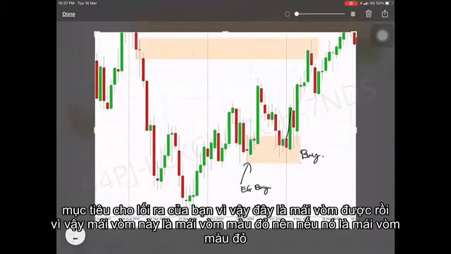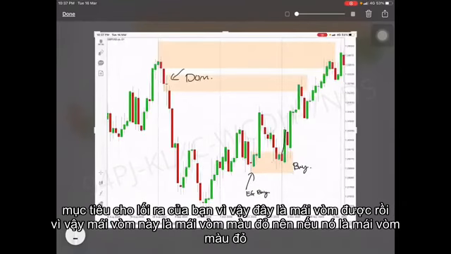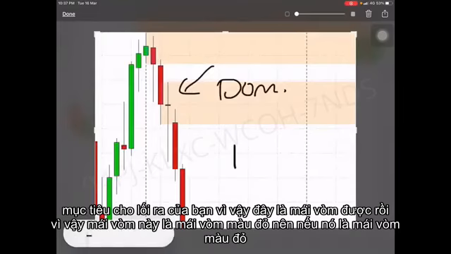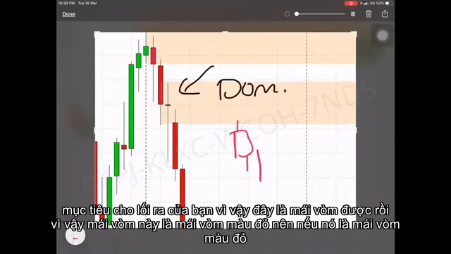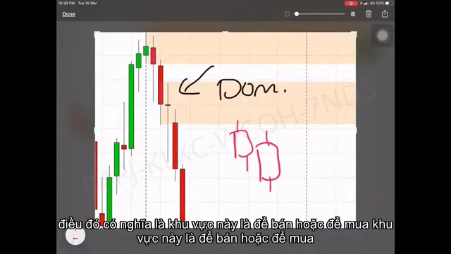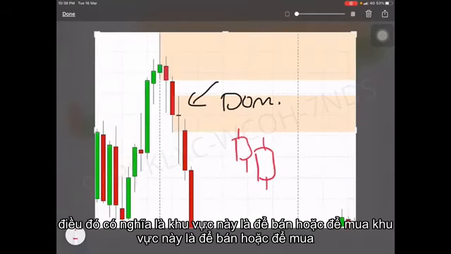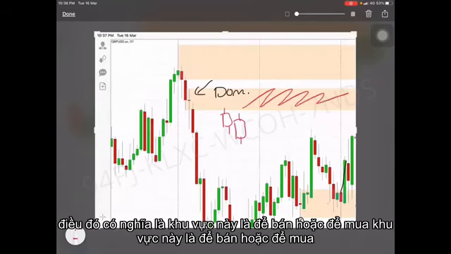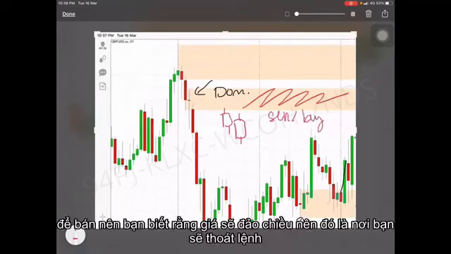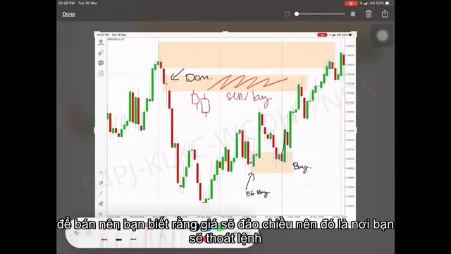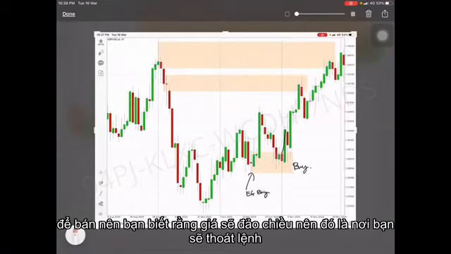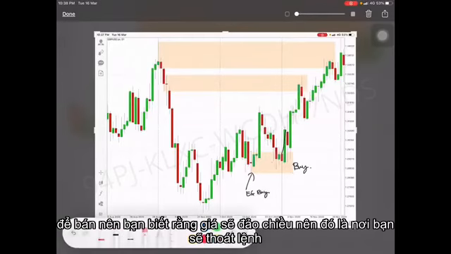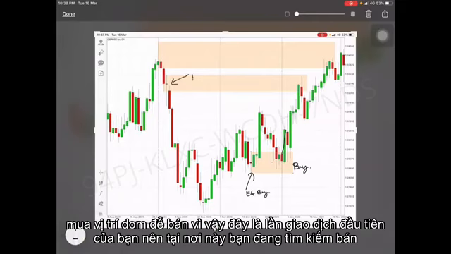So this is a DOM. Okay. So this DOM is a red DOM. So if it is a red DOM, that means that this area is for sell or for buy. This zone, is it for sell or for buy? Sell. For sell. So you know that the price is going to reverse. So that is where you will exit your buy position. DOM for sell. So this is your first TP.